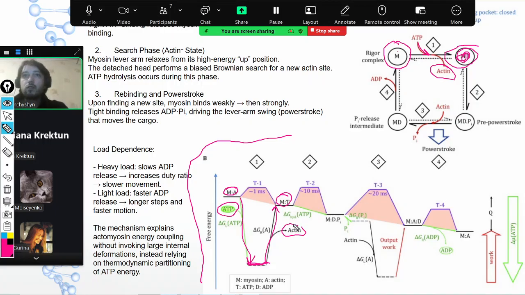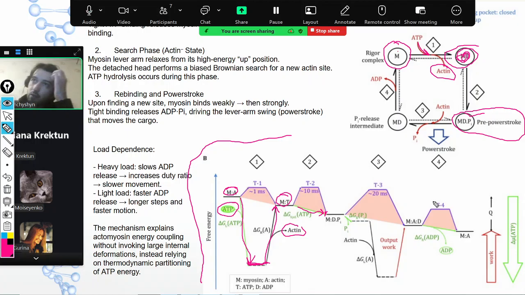Now we transform that ATP into the ADP and inorganic phosphate, but we keep them all together. So this is a pre-stroke phase. You see that the bonds in the ATP, they don't have so much energy. So just this sort of hydrolysis, you see that it barely changes the free energy.